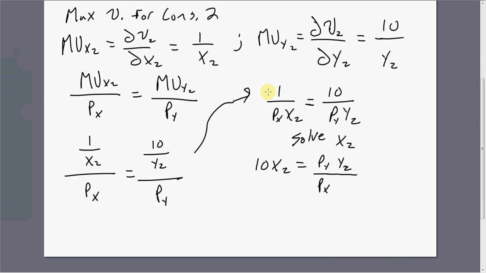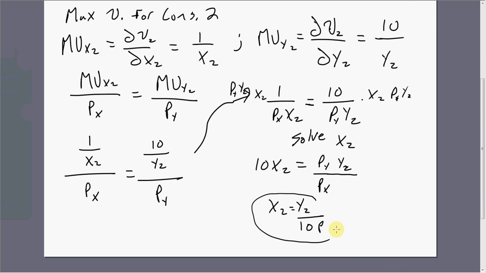So I multiplied through by X, and then I multiplied through by the price of good Y and Y2. So that's also thrown over here. Okay, and you'll get this result. Simplifying, you have that result. And now we're going to plug this into the budget constraint.